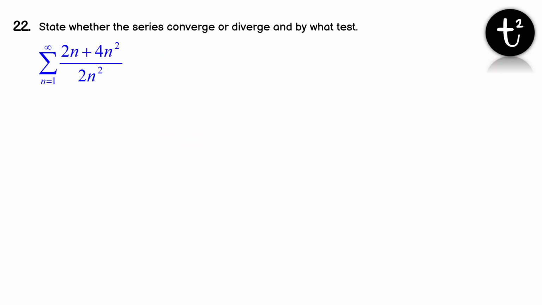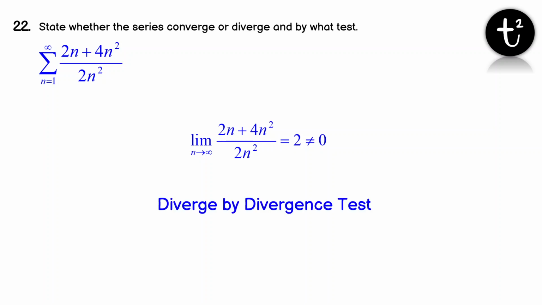Number 22. We have the sum of 2n plus 4n squared divided by 2n squared. Again, here I'm going to use the divergence test, so I will check the limit of the sequence. The limit as n goes to infinity of 2n plus 4n squared divided by 2n squared. Again, since the degree of the top and the bottom are the same, this limit goes to the ratio of the leading coefficients, 4 over 2, which is equal to 2. The limit does not go to 0, therefore this series diverges by the divergence test.